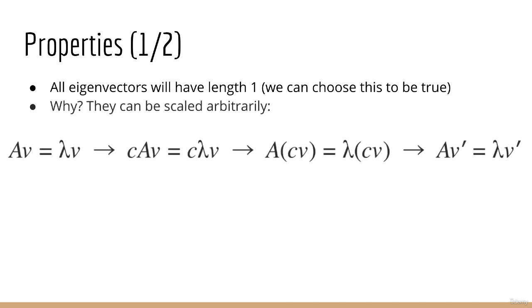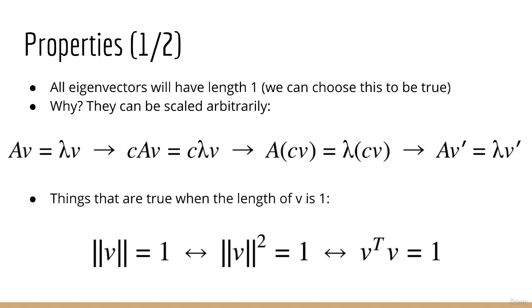Recall that eigenvectors can be scaled arbitrarily. To see this, just consider the eigenequation Av equals lambda v. If we multiply both sides by c, we get a new vector v prime, which is just v scaled by c. Obviously, this also satisfies the eigenequation. So we can conclude that eigenvectors are not unique, and therefore we can freely scale them so that their length is 1. An equivalent way of stating this is that the norm squared is 1, or that v transpose multiplied by v is 1. If you're not convinced that these all mean the same thing, please write this down and work it out as an exercise.